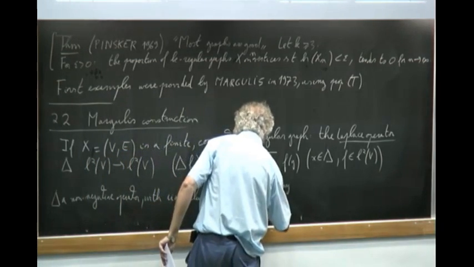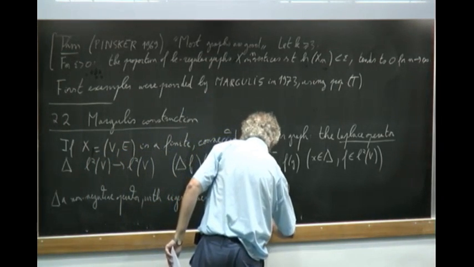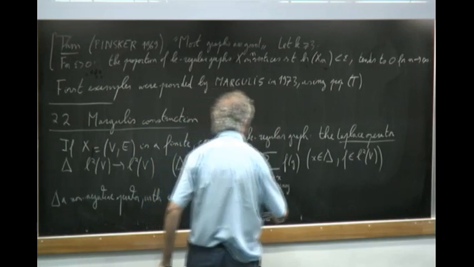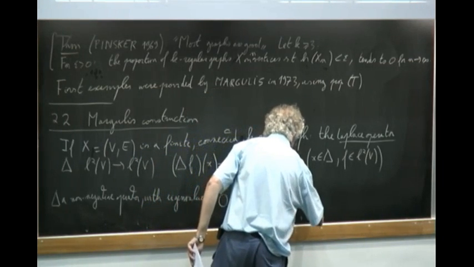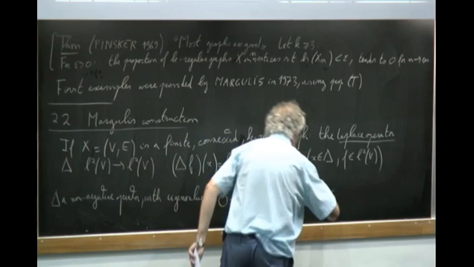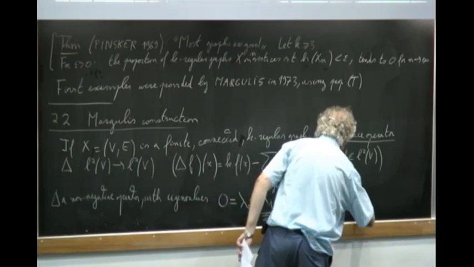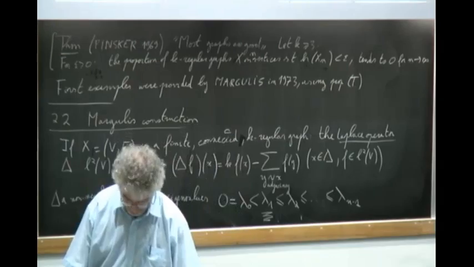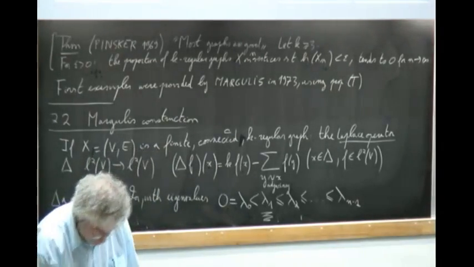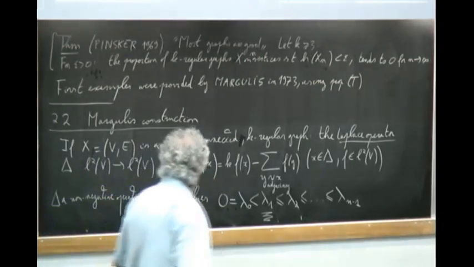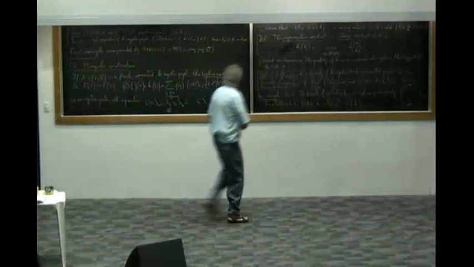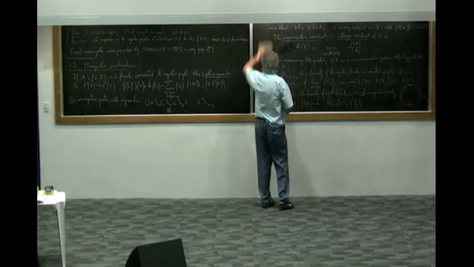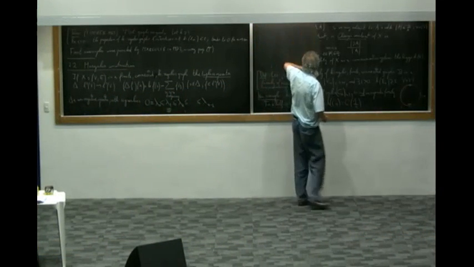What will be important for us is lambda 1, the first non-zero eigenvalue. And then there are the others, lambda 2, lambda 3, etc., up to lambda n minus 1, n being the total number of vertices. Now, why is this operator positive?